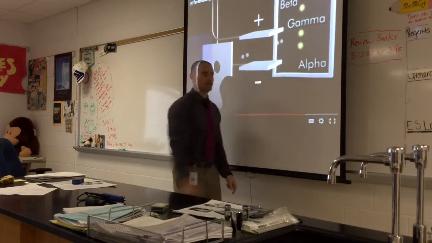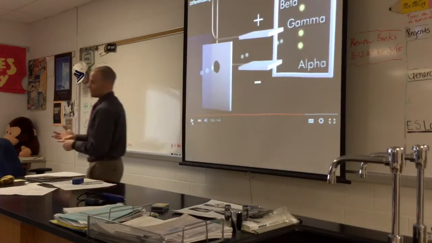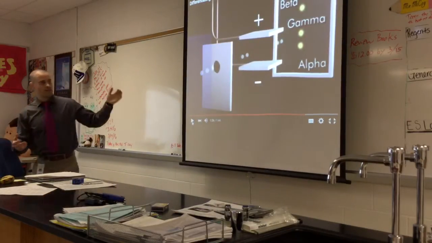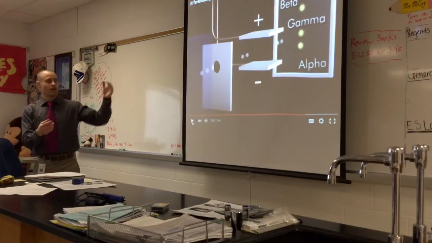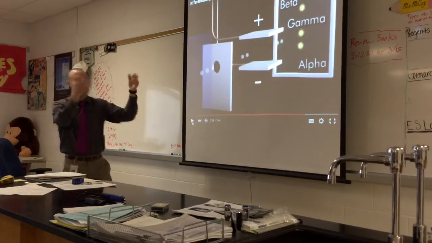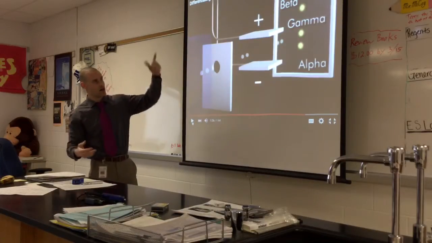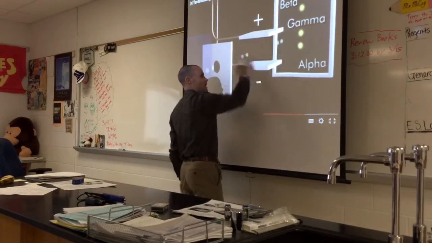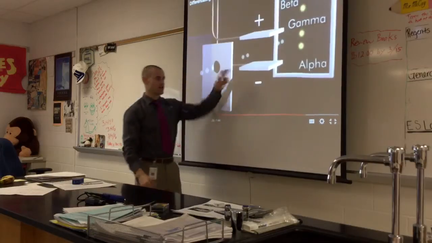Alpha doesn't deflect as much because it's bigger, has more charge, and it's heavier. So the field isn't strong enough to pull it down as far as beta's getting pulled up. That's all. Gamma goes straight through because it doesn't have a charge. Beta is negative, so it's attracted to positive. Alpha is positive, attracted to negative.